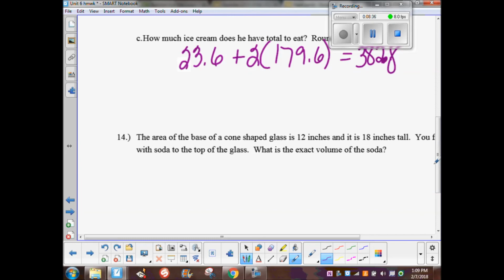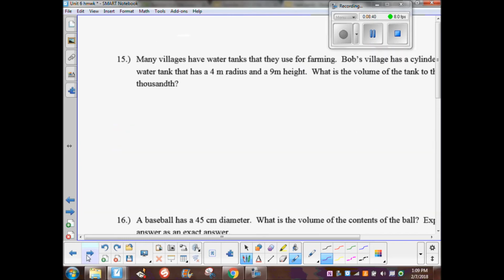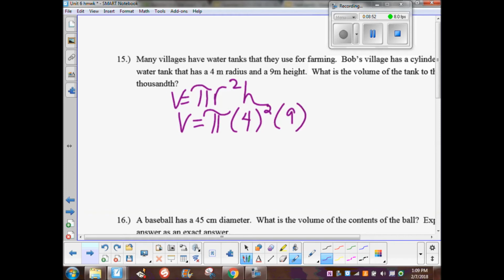We're going to bypass number 14, because I think there's a typo in that one. Over to 15, cylinder. So pi times 4 squared times 9, and nearest 1,000. 452.389.